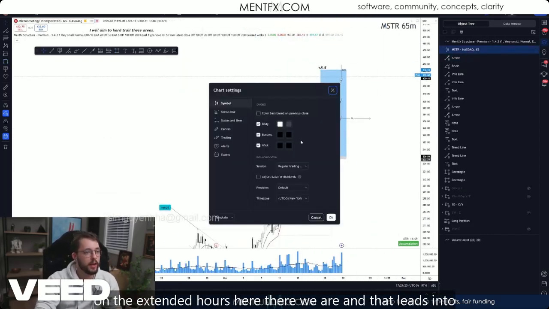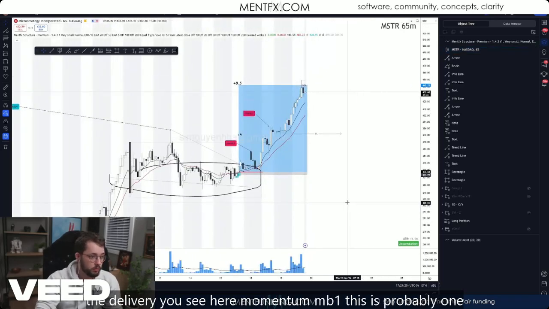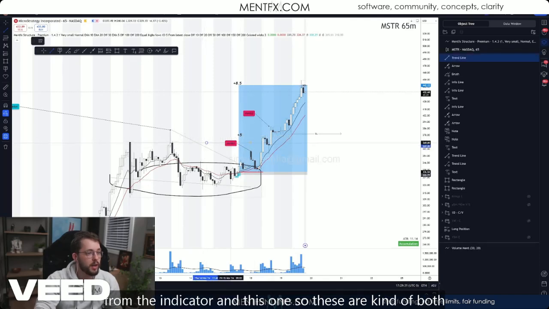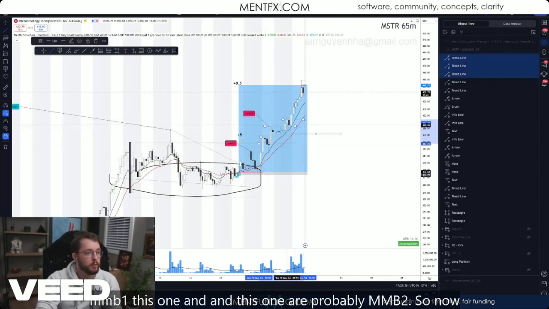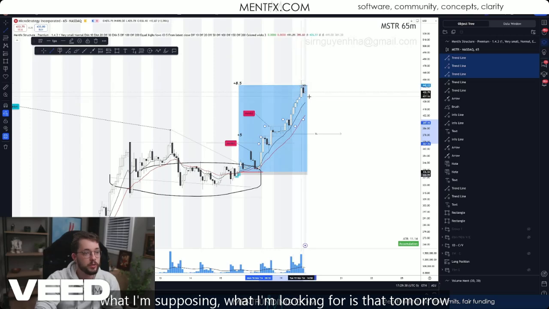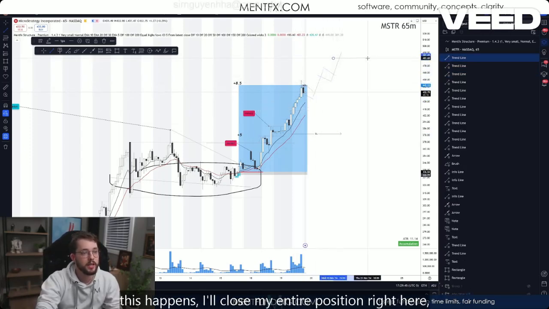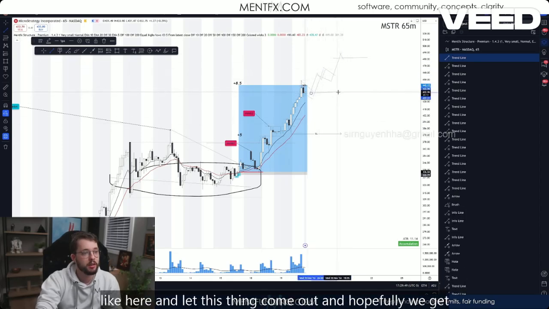So let me actually add on the extended hours here. There we are. And that leads into the delivery you see here. Momentum MB1. This is probably 1 because of where it was, right? So take the last gray high from the indicator and this one. So these are kind of both MMB1. This one and this one are probably MMB2. So now what I'm looking for is that tomorrow this is going to be MMB3. It might make a move, MMB4. And if this happens, I'll close my entire position right here. Right? If a move starts coming up, maybe I'll move a stop like here and let this thing come out. And hopefully we get this, right?